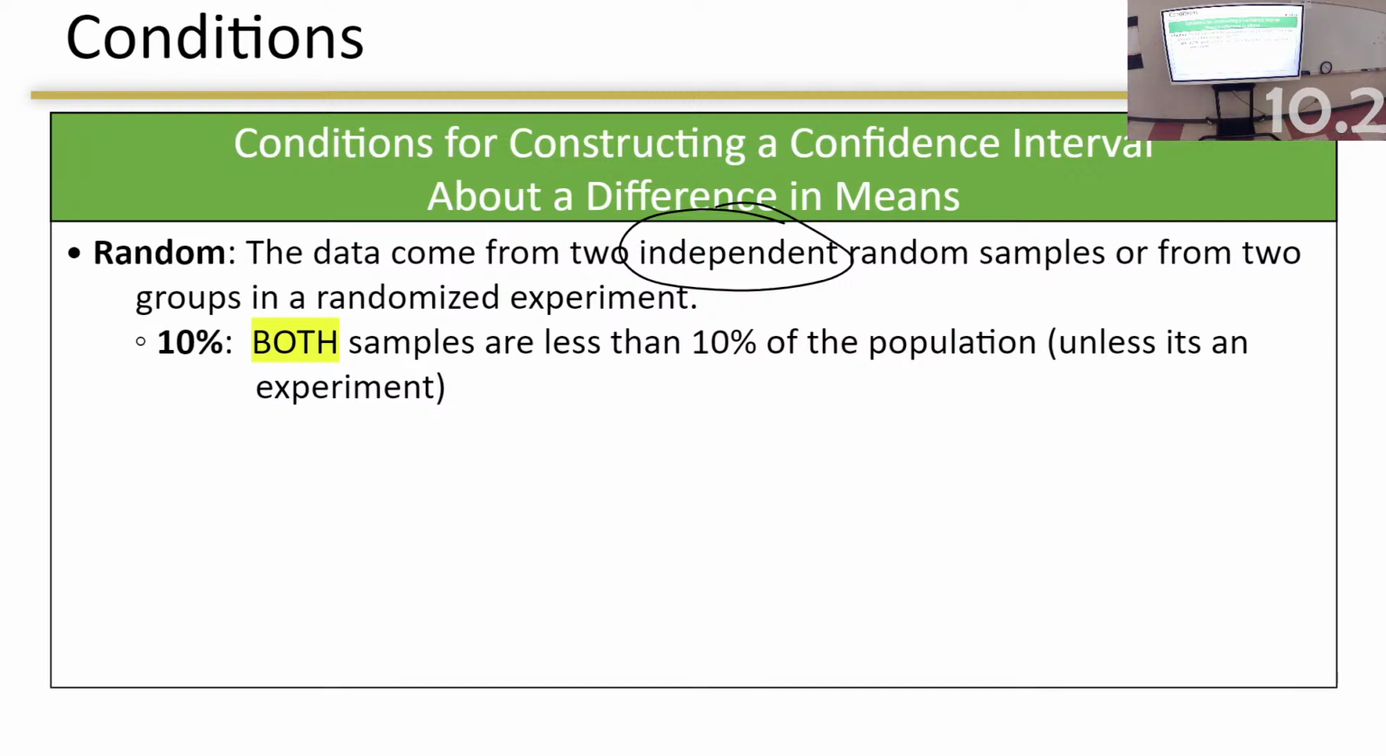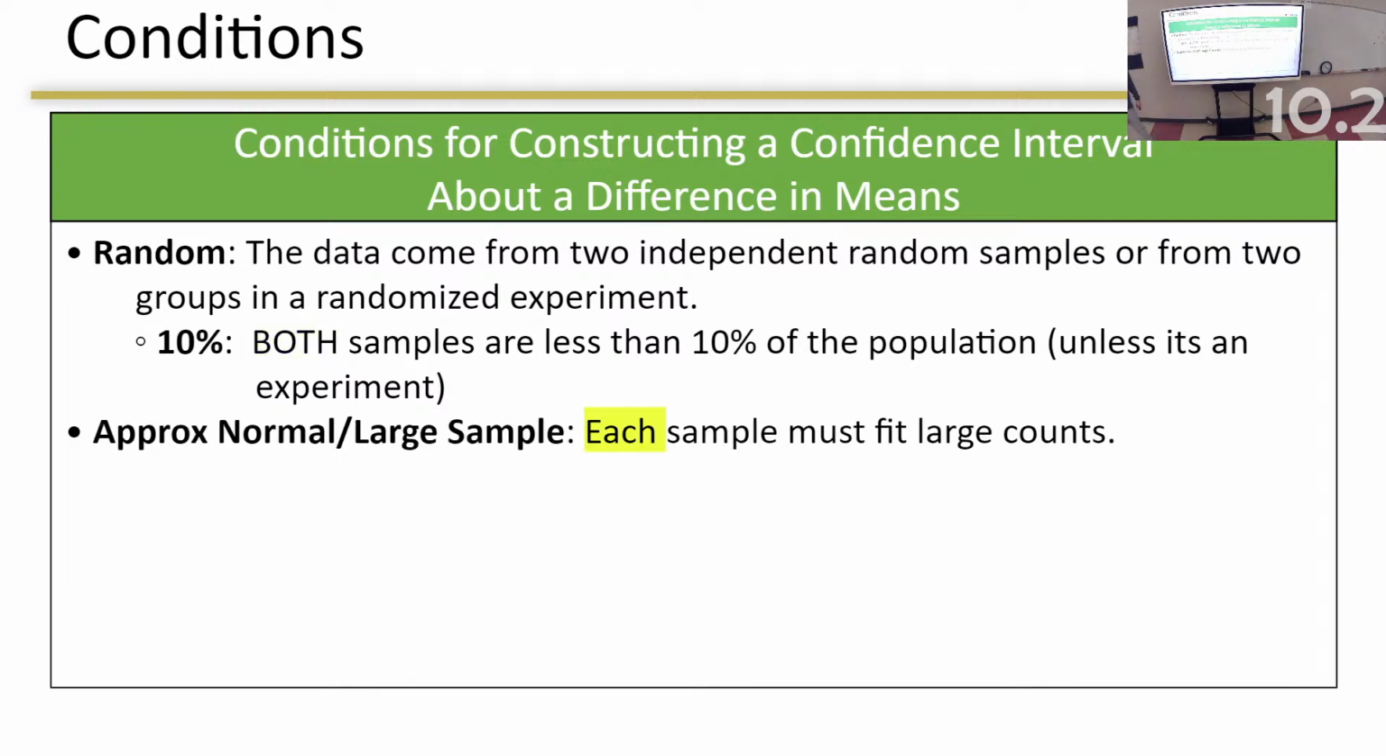2 independent random samples. Both of them have to be less than 10% of the population. Some of you guys are getting these mixed up with the 10% and the large counts. This has nothing to do with the large counts. This will prove that the standard error formula works. That's what that proves. So we need to sample less than 10% of the population. And of course, both of them have to be.